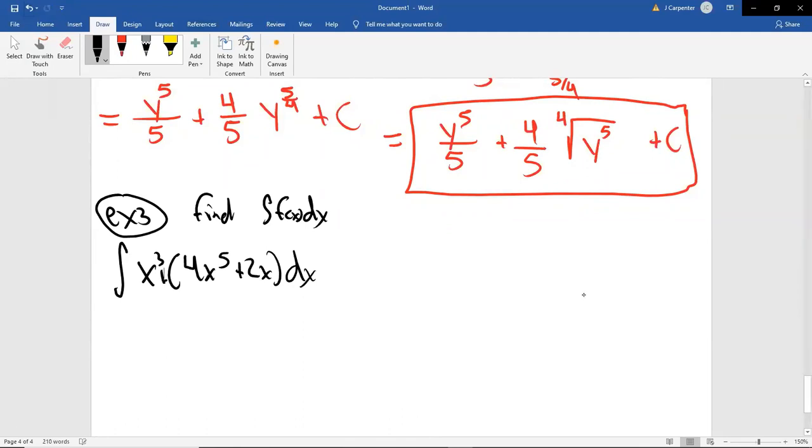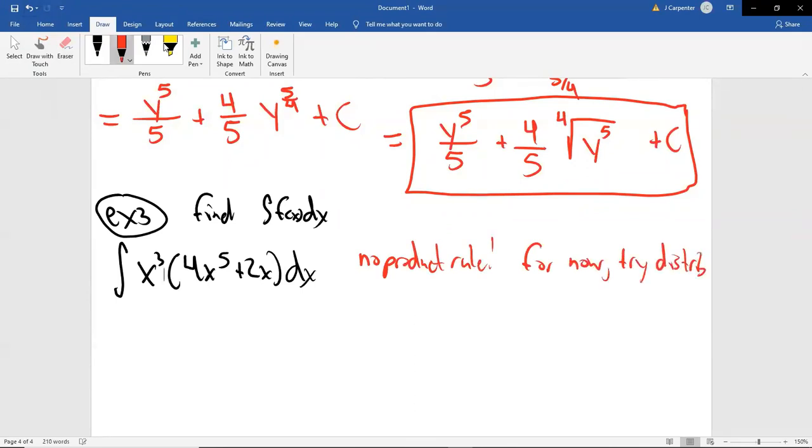If this x cubed had a plus here, then this would not be fine. It's not, that's a times. So this is a product. There is no product rule. So for now, just try distributing. So this will be equal to the integral of x cubed times 4x to the 5th, which is 4x to the 8th, and x cubed times 2x, which is 2x, so plus 2x to the 4th. 1 plus 3 is 4. And then we have our dx here.